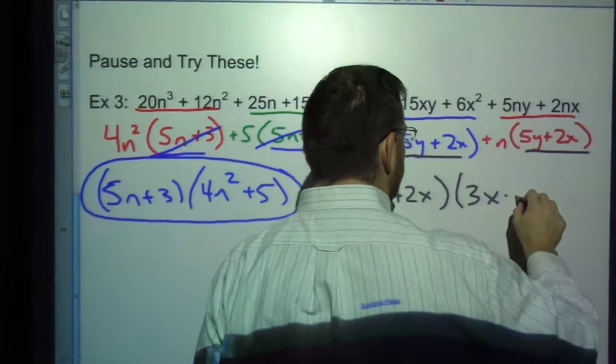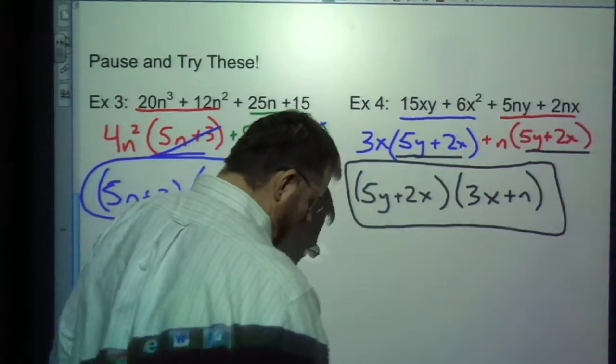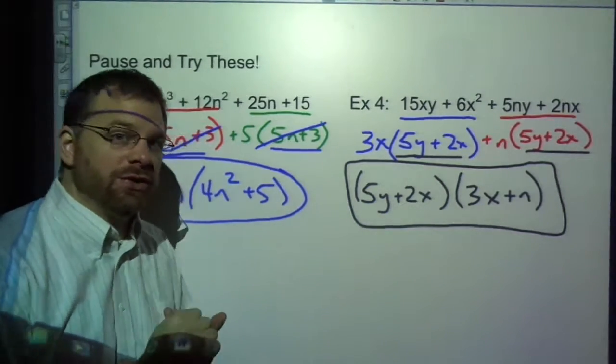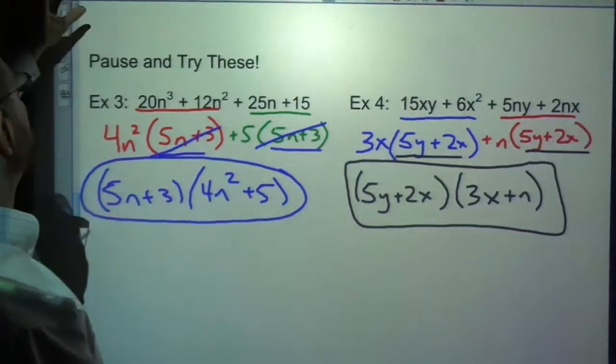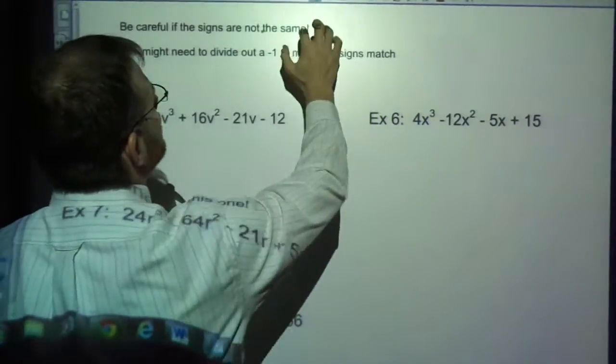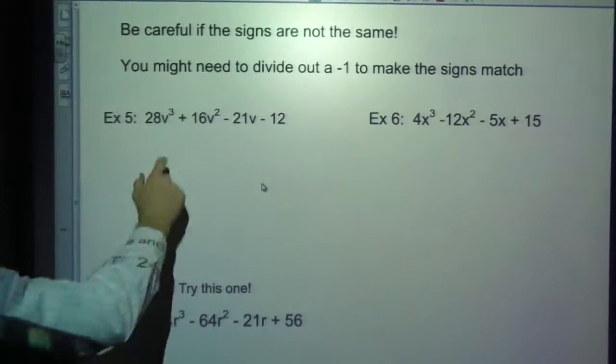And 3x plus n. If you got that one right, you are good to go. There's just one little problem. There's a wrinkle with these problems sometimes that I need to show you that we need to be careful about. Be careful if the signs are not the same. These are bigger for you. Okay? And here's what I mean.